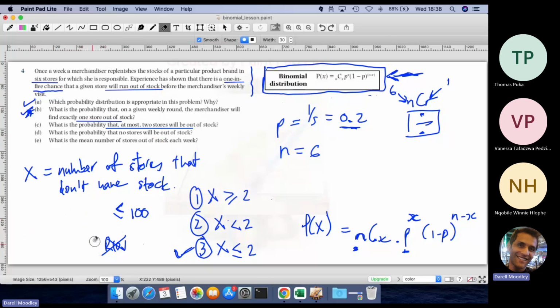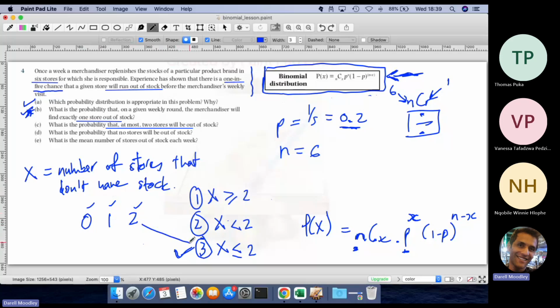We're saying at most 2 stores. So that means you can have 2 stores. You can have 1 store, and you can also have 0 stores. So 0 is acceptable. You can have a case where no stores run out of stock. So 0 is a possibility. So you can have 2, you can have 1, and you can have 0. And the only one that satisfies that is this option 3.